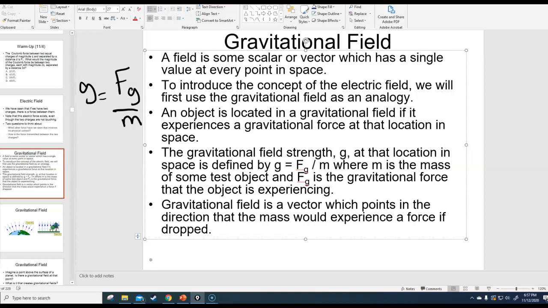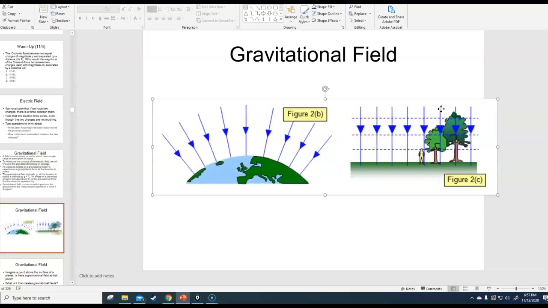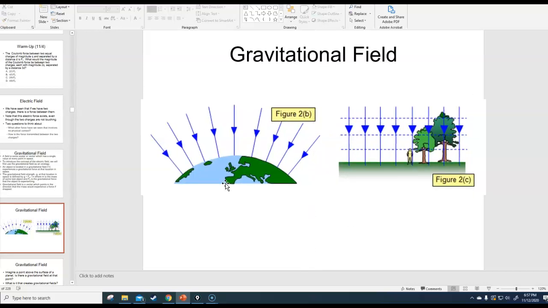Just to show you a visual representation of this, here we have the gravitational field shown for two different situations. On the left we see close to a planet, and on the right we see close to the surface of a planet. Now, once you get out into space and you start getting farther away from the objects you're talking about, we treat gravity a little differently, because then we think more of the force of gravity in terms of being G m1 m2 over r squared, which is Newton's law of gravitation. Whereas close to the surface of a planet, we think more along the lines of the force of gravity is mg, which is more of a constant value.